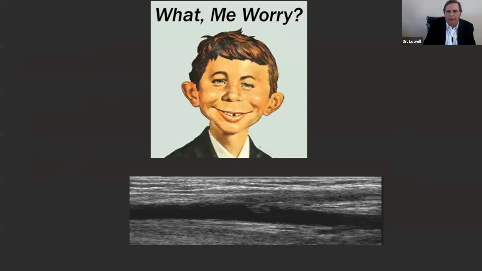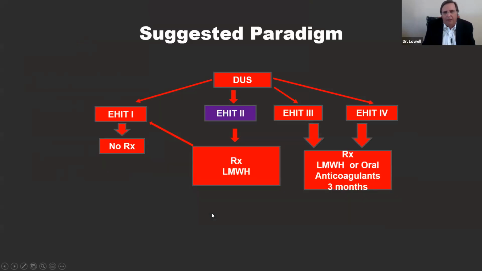So what do I worry about? This little area here in an EHIT2. So back then, after looking at all of this material, a lot of my colleagues and I agreed about a suggested paradigm to treat this entity. And if we look at EHIT1, there was no treatment. If we looked at EHIT2, we went to low molecular weight heparin until it transformed into an EHIT1, and then we stopped further treatment. In EHIT3 or EHIT4, we treated with low molecular weight heparin or oral anticoagulants, Coumadin, for 3 months. So that was pretty much the standard as we went forward.